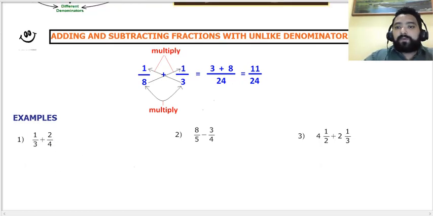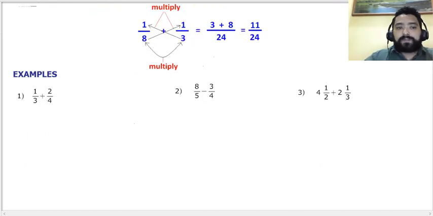I have these examples. Remember to use the happy face. In this case, we have 1/3 plus 2/4. We need to find the addition of them. So remember, we are going to use cross multiplication and smile. So how are we going to do this one? Look at this. We are going to multiply 1 times 4. 1 times 4 is equal to 4.